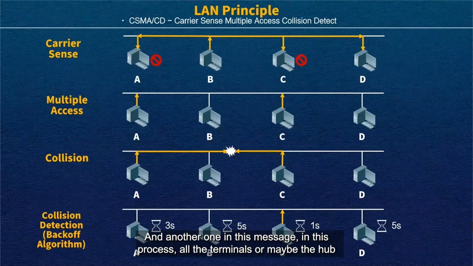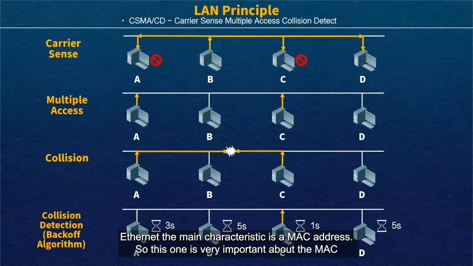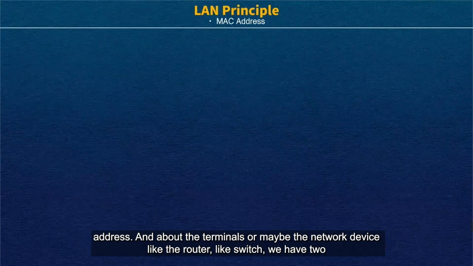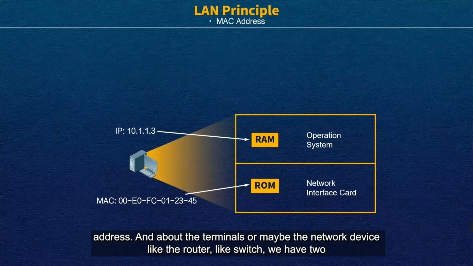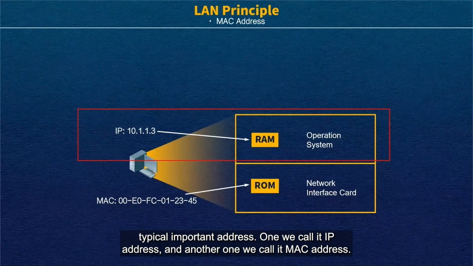And another thing: in this process, when the terminal or the hub sends the message out, the packets need to be encapsulated successfully. So about Ethernet, the main characteristic is the MAC address. This is very important. For a terminal or a network device like a router or a switch, we have two typical important addresses. One is the IP address, and the other is the MAC address.